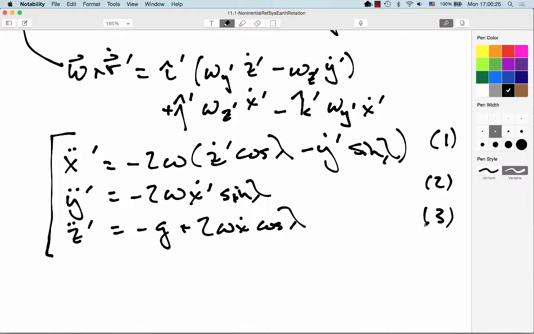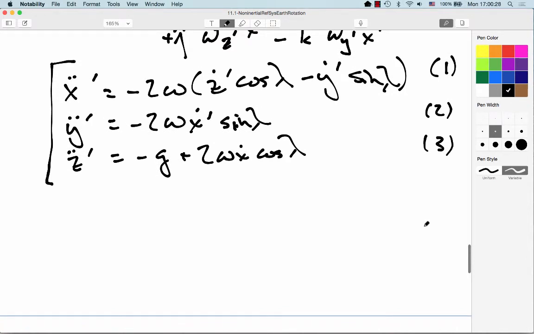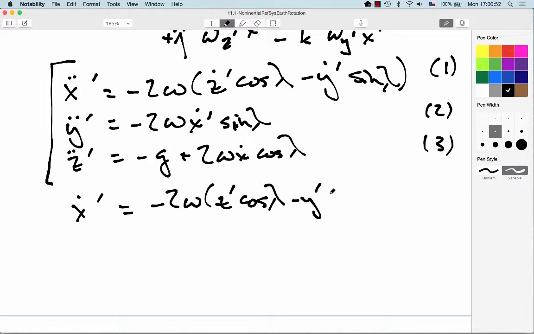Now, you can't separate these, so it's not worth trying, but you can integrate them. And as you can guess, we're going to start doing some successive approximations to try to get something more tractable. So we'll integrate these once. That'll give me an x dot prime equals minus 2 omega z prime cos lambda minus y prime sine lambda. That's why I love the dot notation. You integrate something, you can just kiss the dot bye-bye.